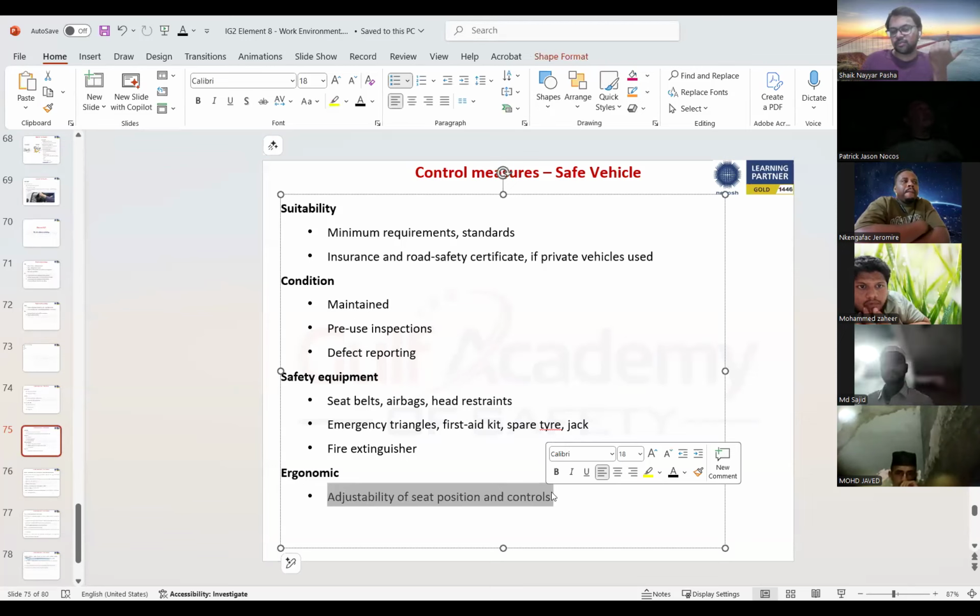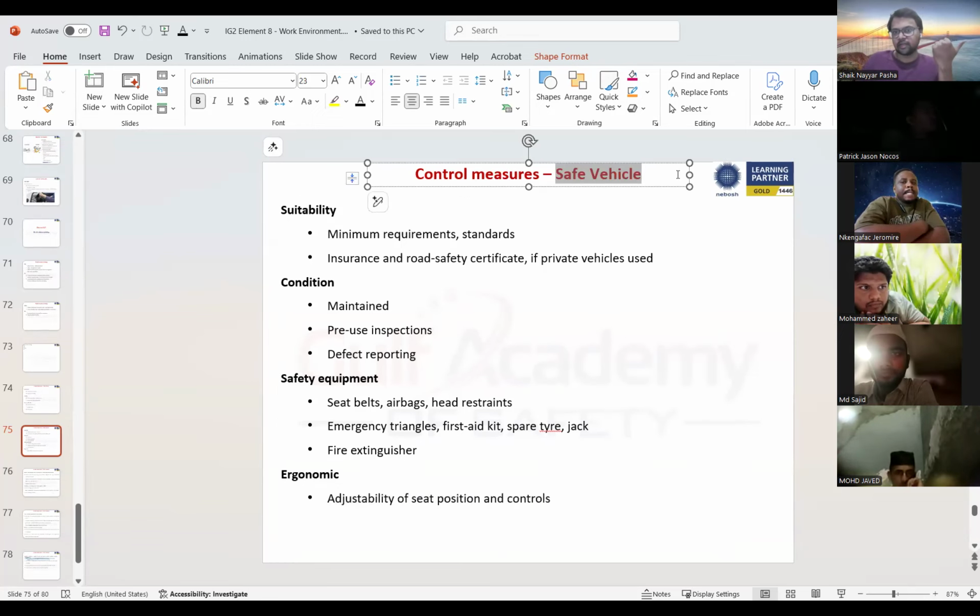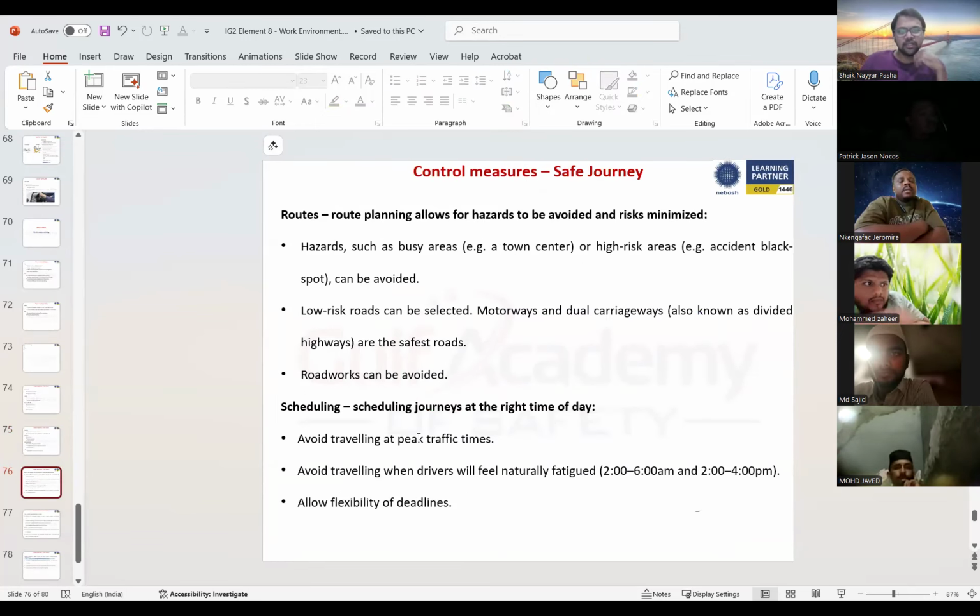Ergonomics: adjustable seat positions and seat height. Not only the seat movement from front to back, but even height adjustment as per the driver's requirement. That should also be checked. So that comes under safe vehicle. The last one is safe journey.